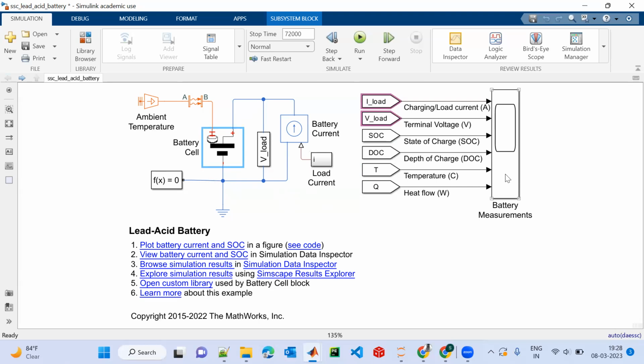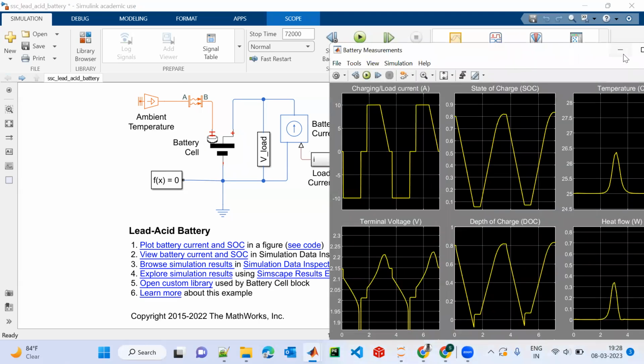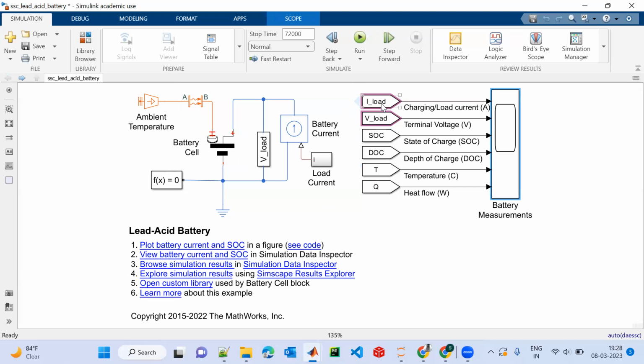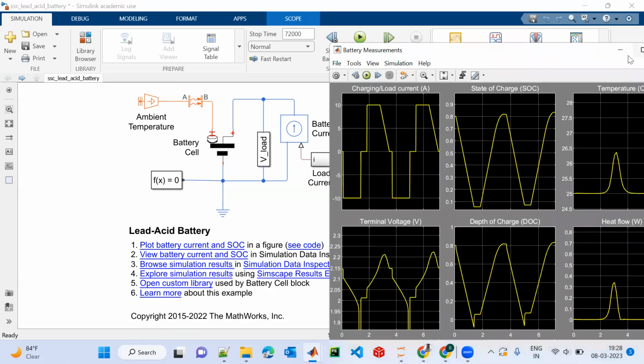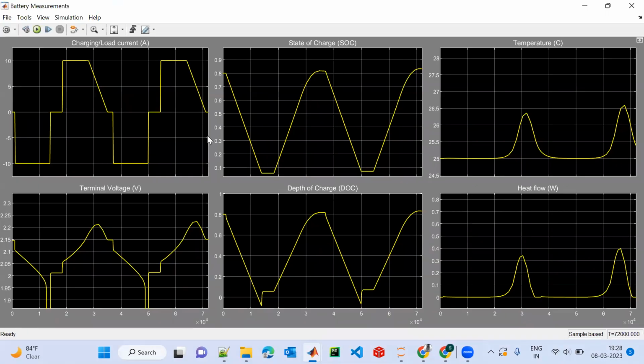Now, if we observe the behavior of these parameters: the current, the terminal voltage, the SOC or state of charge, then the depth of charge, so how much it is charging and how much of the capacity it is discharging, then temperature and heat flow. If we open the scope, I have already opened it. If I maximize the window, we can see here.